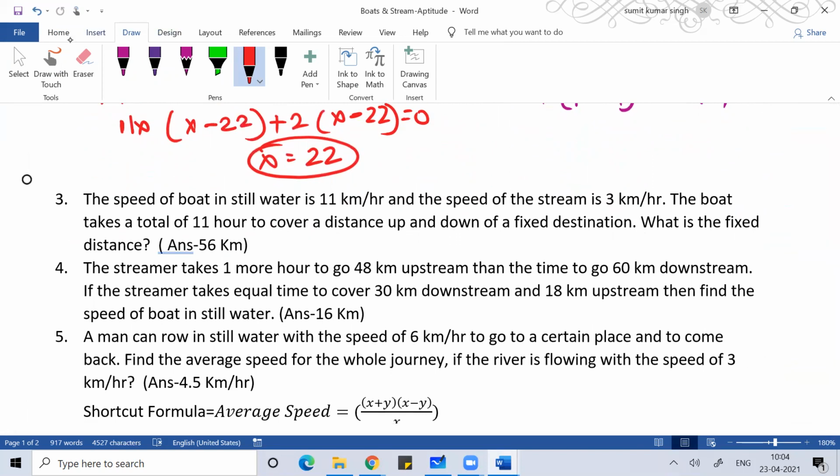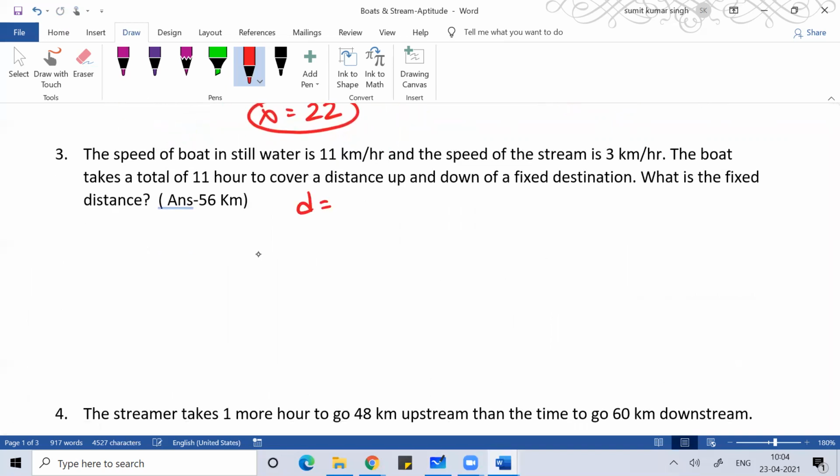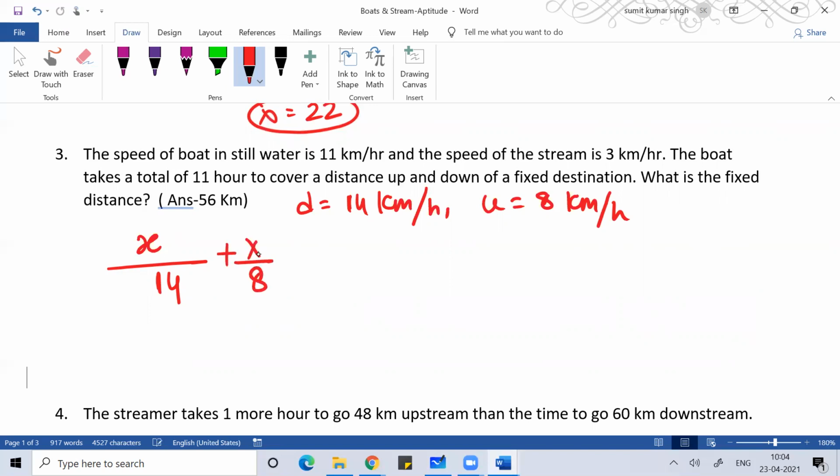So you can see question number third. The speed of boat in still water is 11 kilometer per hour. Speed of stream is 3 kilometer per hour. So your downstream speed will be 14 kilometer per hour and your upstream speed will be 8 kilometer per hour. The motor boat takes 11 hours to cover a distance up and down to a fixed destination. Suppose the distance is x kilometer. It went upstream and then came back in downstream, or it went downstream and came back in upstream. So the total time will be x by 14 plus x by 8 is equal to 11 hours.